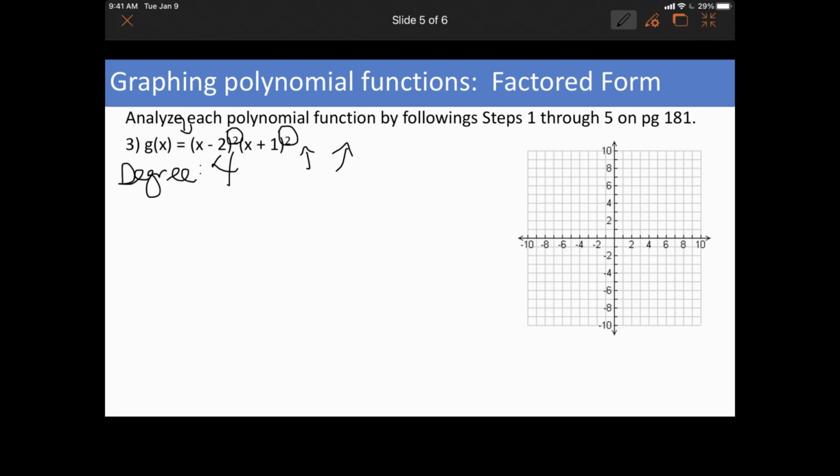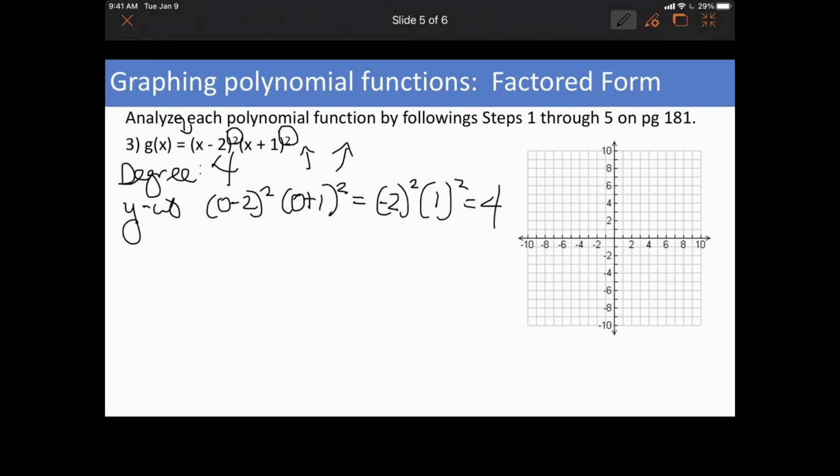Whoop, whoop. All right, x-intercepts and y-intercepts, y-intercept. 0, -2 squared, plus 1. Okay, so that's -2, parentheses squared, and 1 squared. 2 times 2 is 4. -2 times -2 is +4. Times 1 is 4.